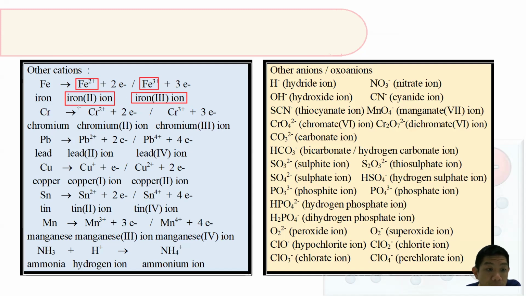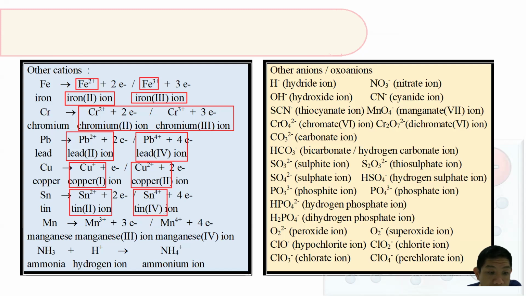The same goes for chromium, which donates 2 electrons to form chromium 2 ion, and donates 3 electrons to form chromium 3 ion. Lead donates 2 electrons to form lead 2 ion, and donates 4 electrons to form lead 4 ion. Copper donates 1 electron to form copper 1 ion, and donates 2 electrons to form copper 2 ion. Tin donates 2 electrons to form tin 2 ion and donates 4 electrons to form tin 4 ion. Manganese, similarly, donates 3 electrons to form manganese 3 ion and donates 4 electrons to form manganese 4 ion.